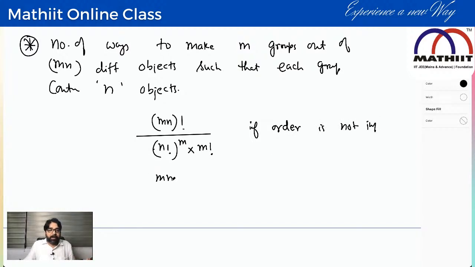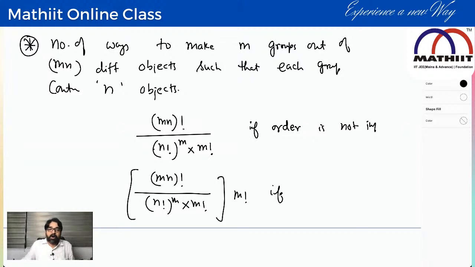And if order is important, the same rule: MN total divided by N factorial power M into M factorial, because M number of groups are there whose objects are the same. If order is important, you'll say, sir, this M factorial can get cancelled. Yes, it can get cancelled, but I don't want to make it a separate formula. Always remember this logic. It's not difficult, don't worry, it's very simple. Whatever the number of objects, for the groups whose number of objects are identical, that many factorials have to be divided. Why? You will learn very soon.